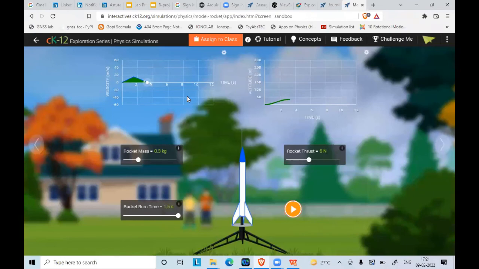Sir, in the velocity-time graph, we can see that when the fuel is burned, the velocity increases with time. But as soon as the fuel runs out, the gravitational force works opposite to it and lowers the velocity. Correct. So then let's see what happens if we increase the mass.